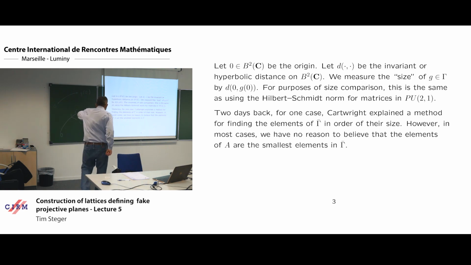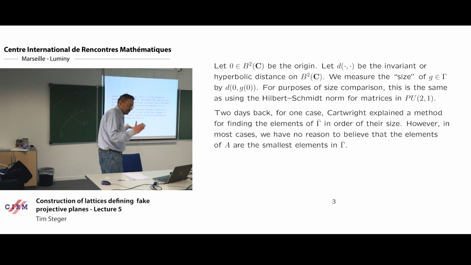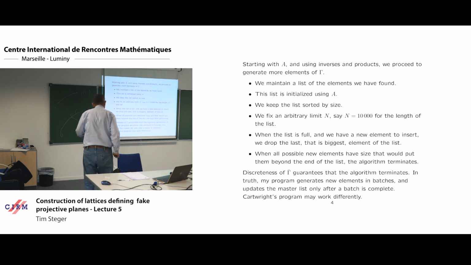Now, in the case that Cartwright explained, the day before yesterday, he showed a particular case where he had a neat method for finding the elements of gamma bar in order of their size. But that particular method is not usually available, and usually we get these elements A, but we have no idea whether they're the smallest elements or not. Maybe one of them is one of the smallest elements, but the next one isn't. So we just have elements in gamma bar.